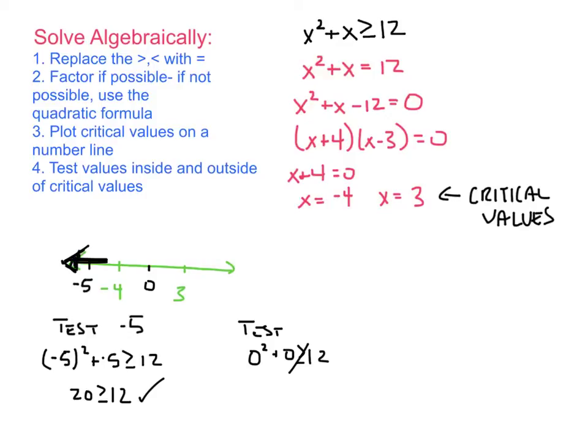Now, if we tested another point on the outside of this 3, we would see that it produces a true statement, but we already know that if it's going to go to the outside, it's going to go to the outside on both sides. So my inequality, well, I also have to decide, are negative 4 and 3 included? Yes, because it's an or equal to, so these are solid. So my inequality is all the x's less than or equal to negative 4, or all the x's greater than or equal to 3.